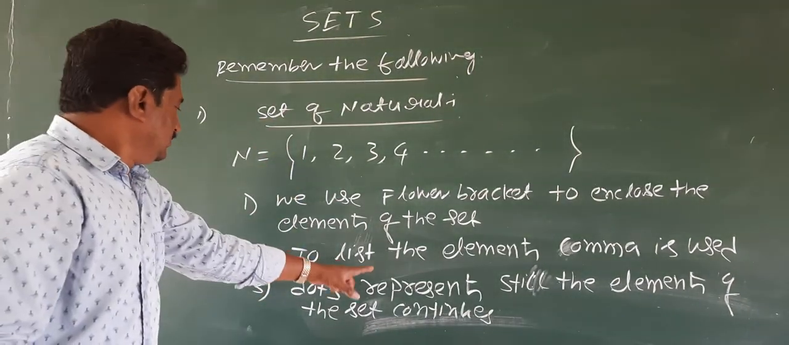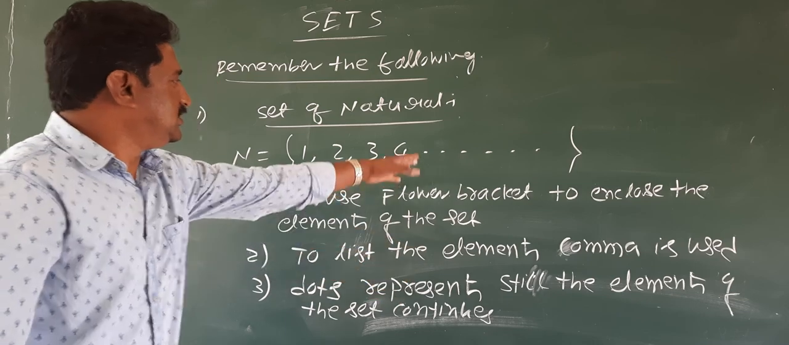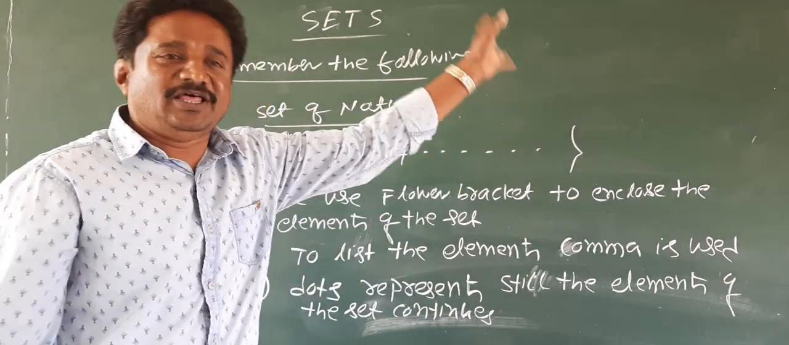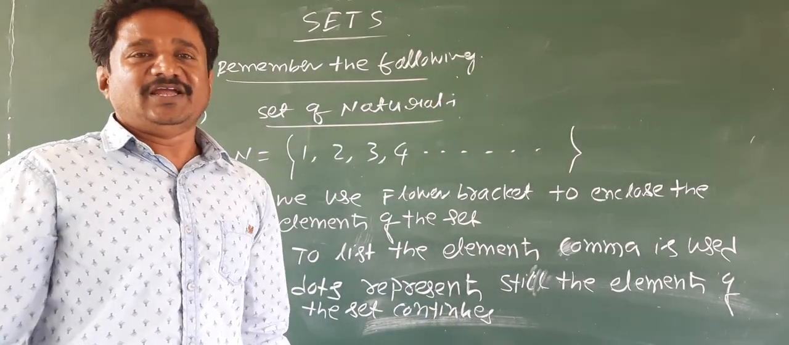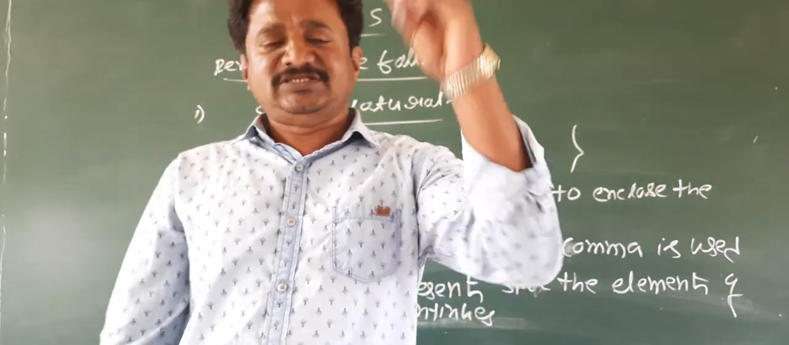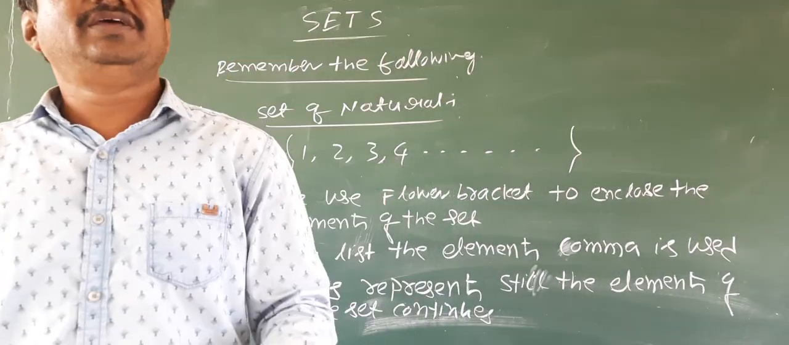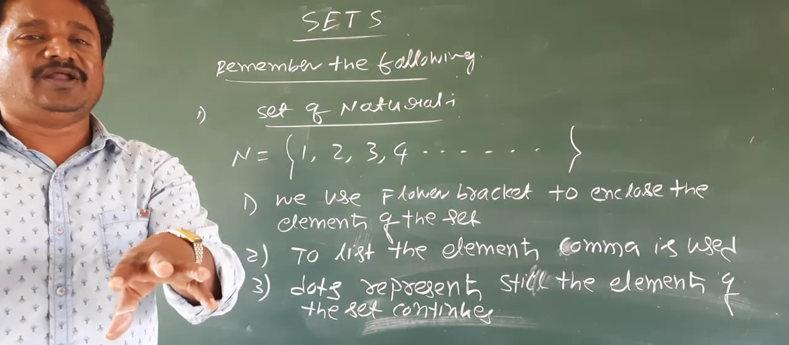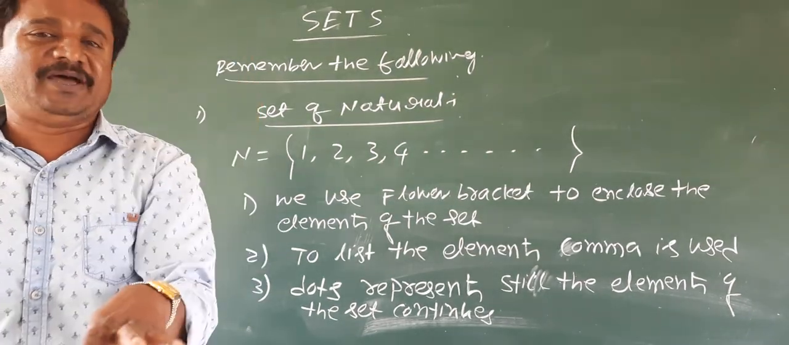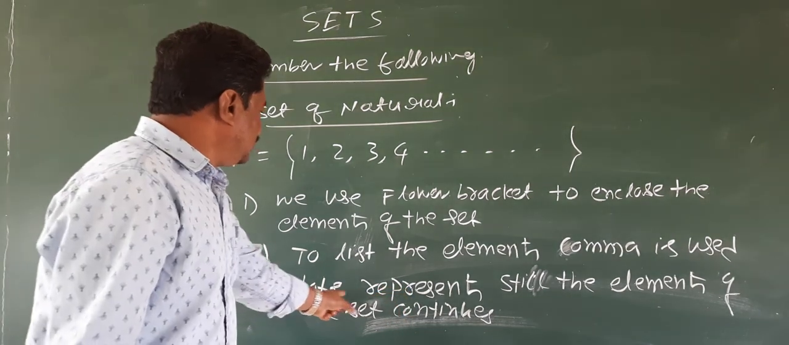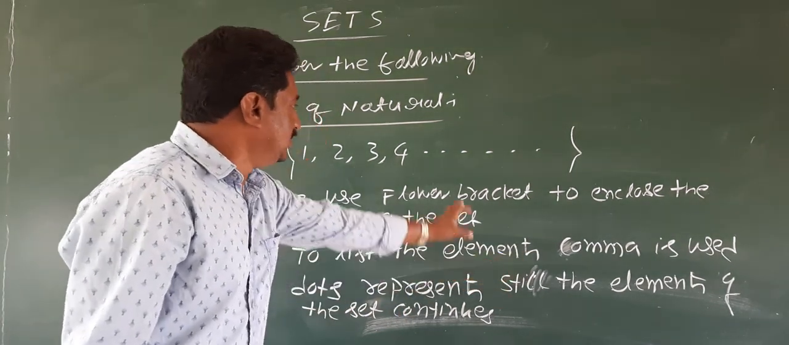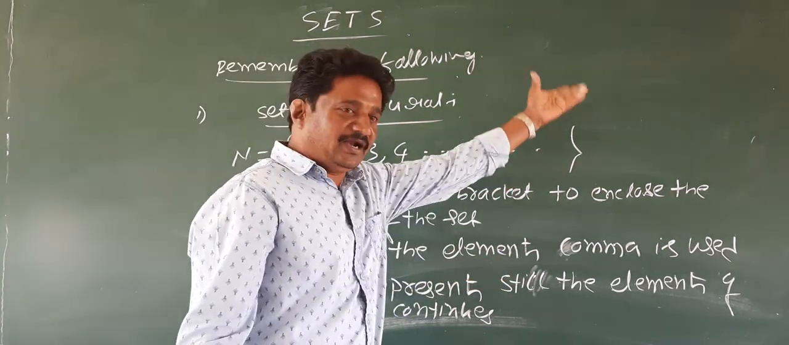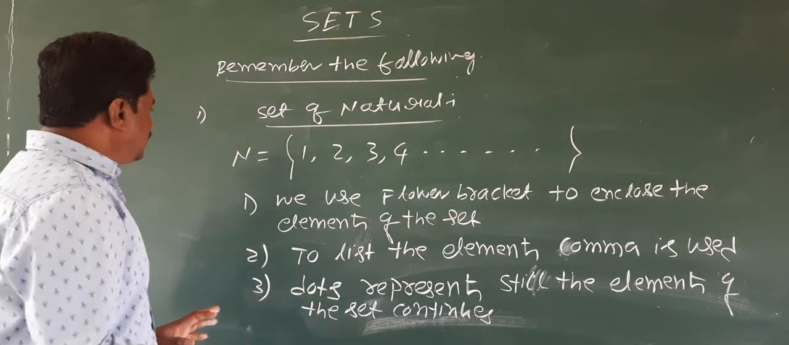Next, dots represent that the set continues. Very easy, students. Maths is very easy. Just follow the class, just attend the class, it is enough to learn. More than enough for maths. Next, dots represent till, here it is endless, no end.